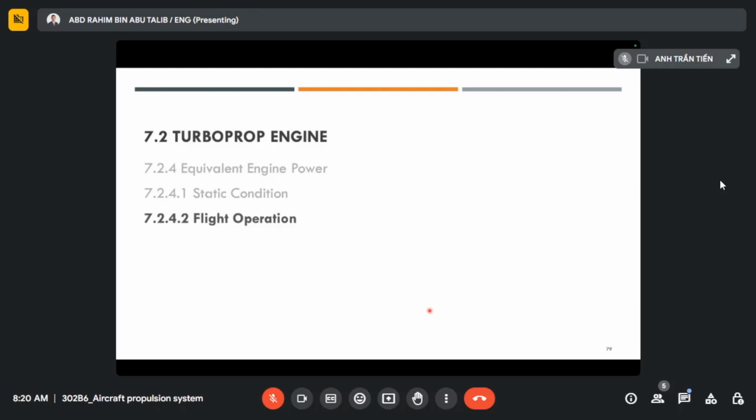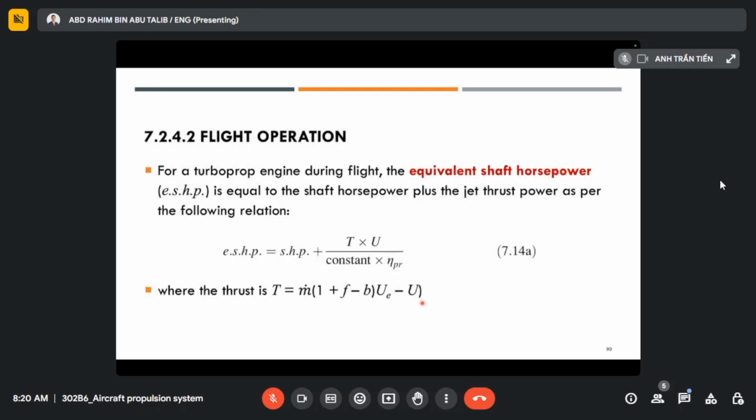Now let us move into another condition, the flight operation. For a turboprop, during flight, the equivalent shaft horsepower ESHP is equal to the shaft horsepower plus the jet thrust power, as in the following relation. So ESHP, equivalent shaft horsepower, equals the SHP, shaft horsepower, plus the thrust times the velocity of the aircraft divided by a constant times the efficiency of the propeller, right?